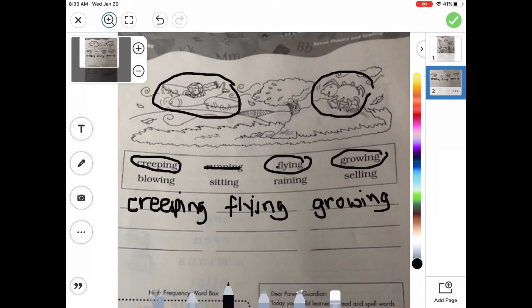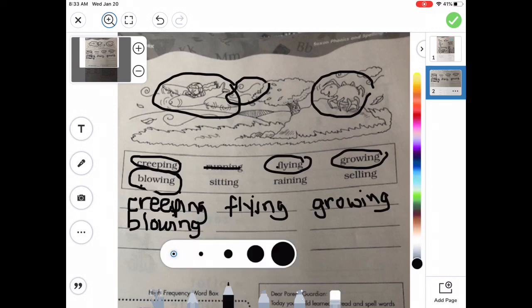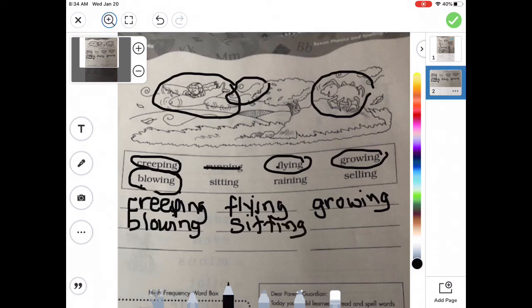Okay, what about blowing? Blowing. Do you guys see it? Yes, look, the wind. It's showing you the wind is blowing. What about sitting? Sitting. Is anyone sitting anywhere? Yeah, you could say that the pilot is sitting in the plane. Good job.